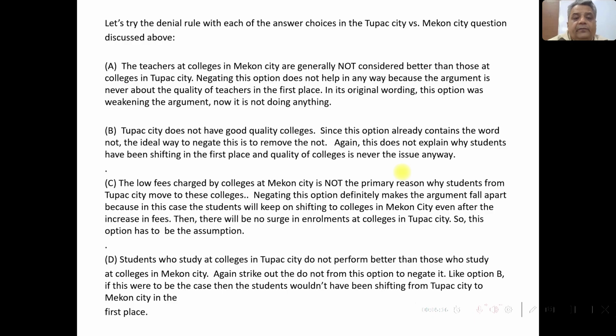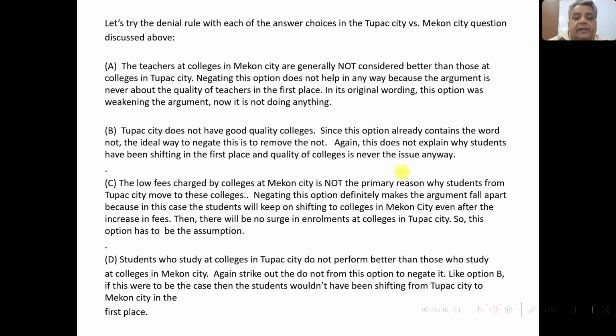Option C, the low fee charged by colleges in Macon City is not the primary reason why students from Tupac City move to these colleges. Negating this option definitely makes the argument fall apart, because in this case the students will keep on shifting to colleges in Macon City even after the increase in fee. Then there will be no surge in enrollments in Tupac City, so this option has to be the assumption.